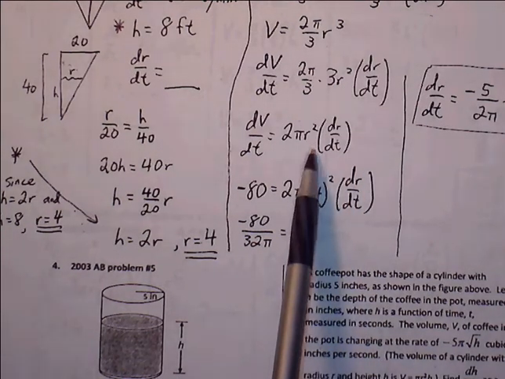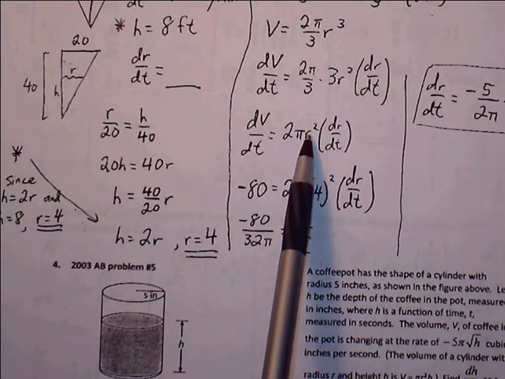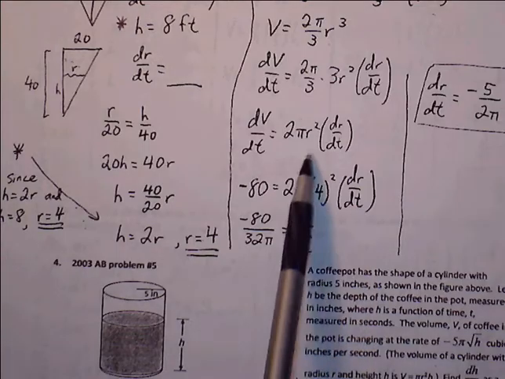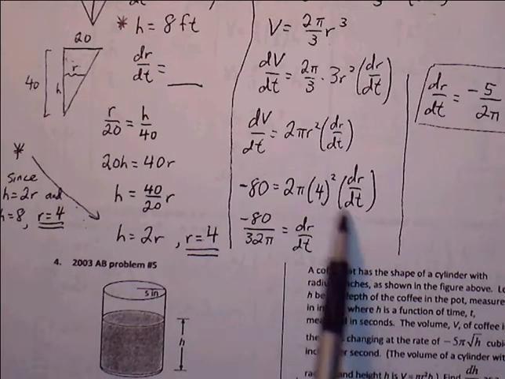So we should have everything now. We have dV/dt, which is negative 80. We have r, which is 4. And now the only missing variable is dr/dt. So then we can just solve for the missing variable dr/dt.